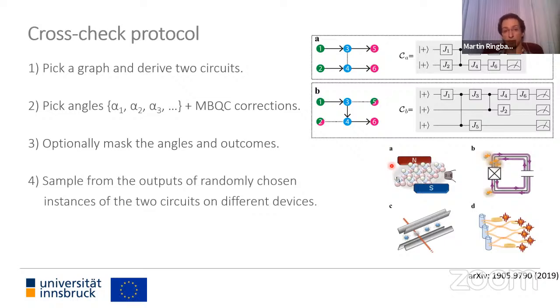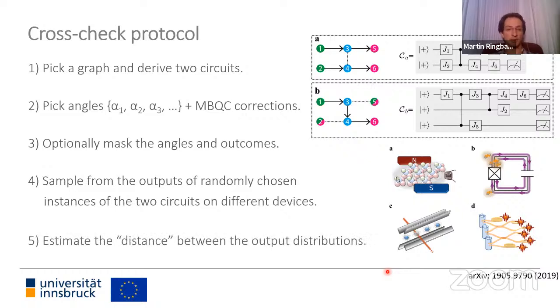And then we sample from the outputs of randomly chosen instances on these two circuits. So for each circuit, we have a set of angles that correspond to all these MBQC corrections. And we randomly choose a set of angles and sample from the device. And we run the two circuits, ideally on two different devices. In the experiment, we did this with four architectures. It was trapped ions, superconducting systems, photons, and NMR. And then you want to compare these devices against each other. So you need to estimate some sort of distance between the output distributions that you obtain from these two devices.